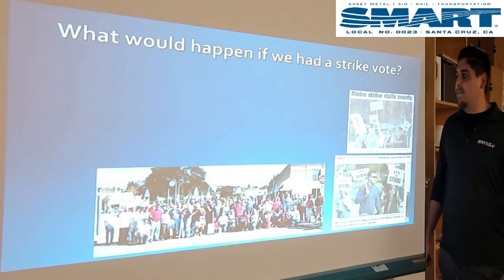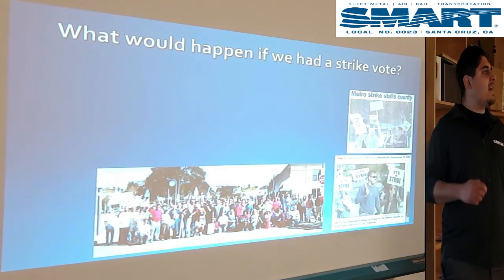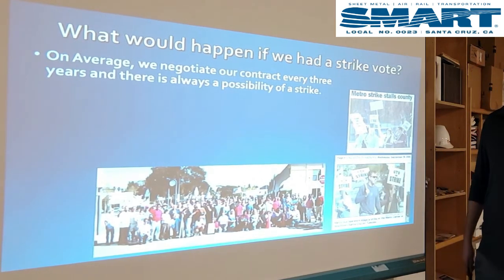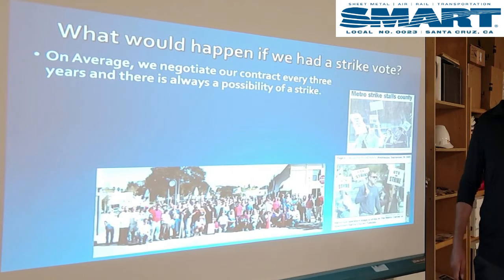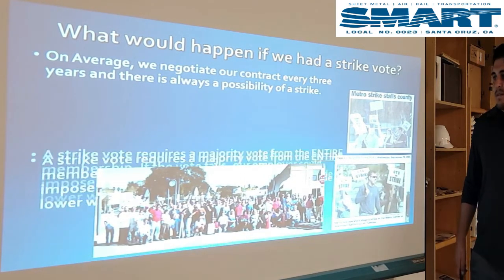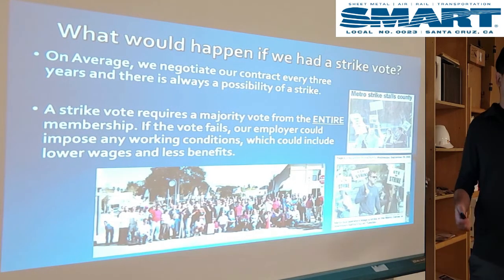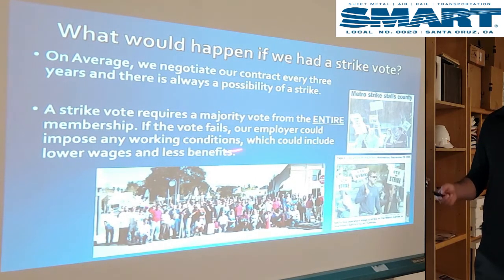So what would happen if we had to call a strike vote? Say they didn't back off on that proposal. On average, we negotiate our contract every 3 years, and there's always a possibility of a strike. A strike vote requires a majority vote from the entire membership. If the vote fails, this is the big part to understand, our employer could impose any working conditions, which could include lowering wages and fewer benefits.